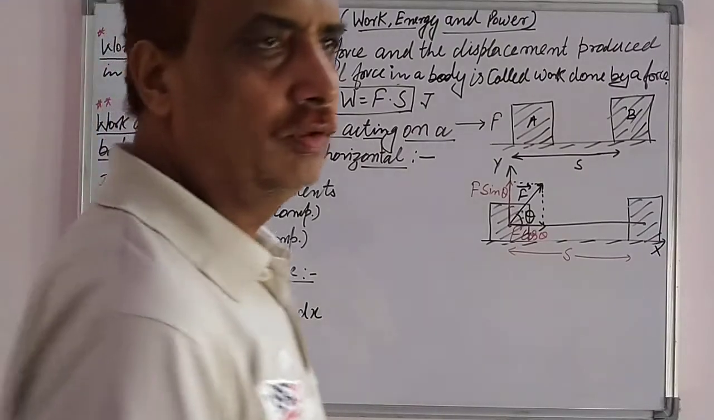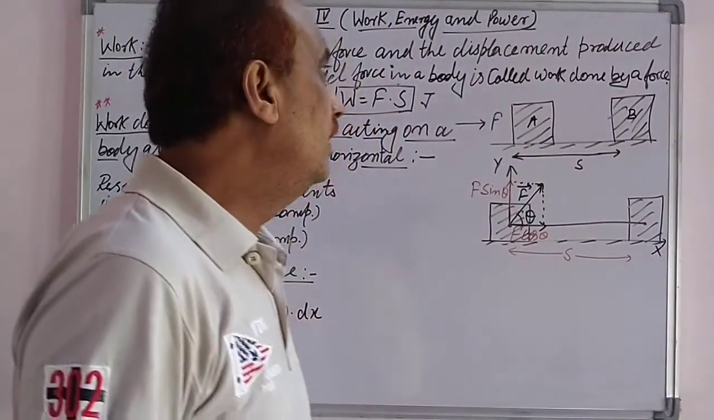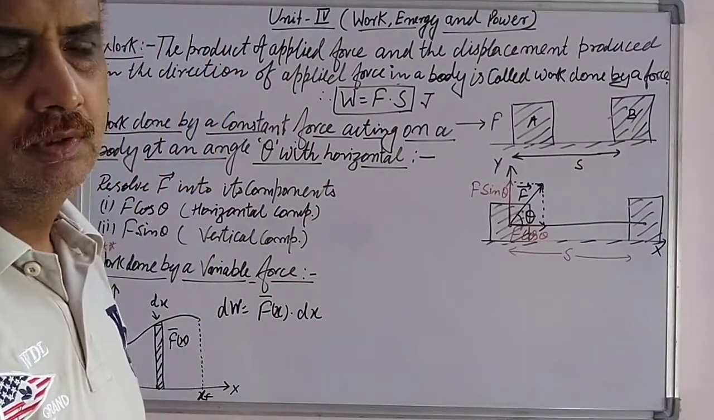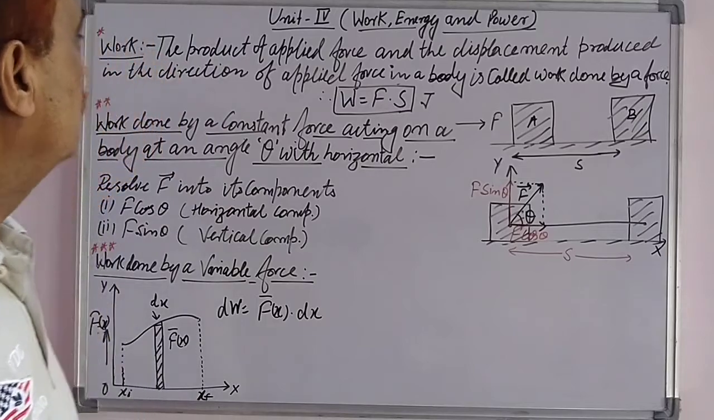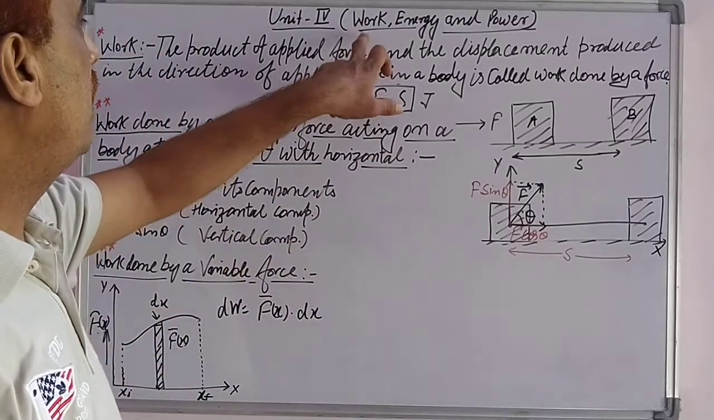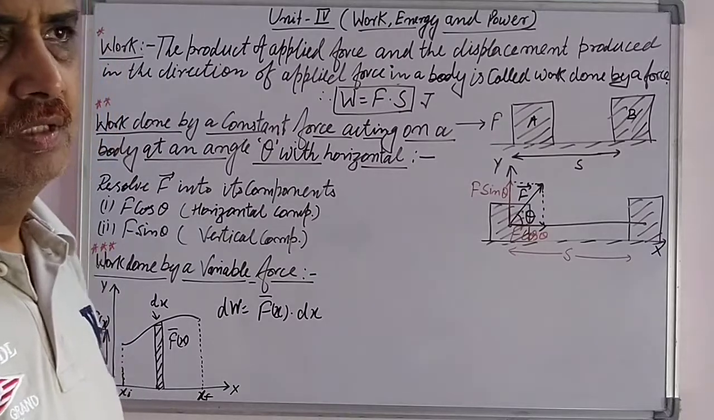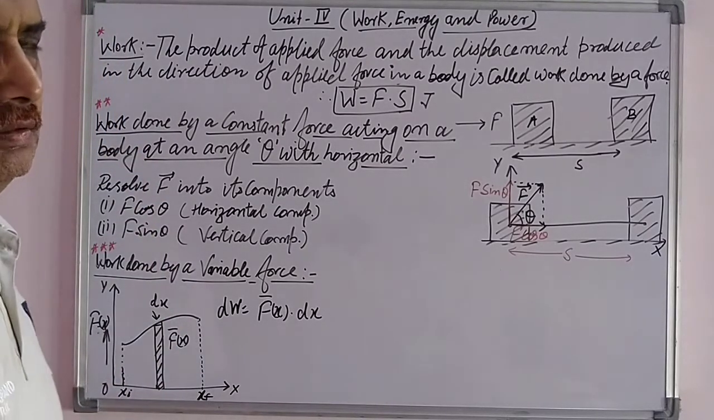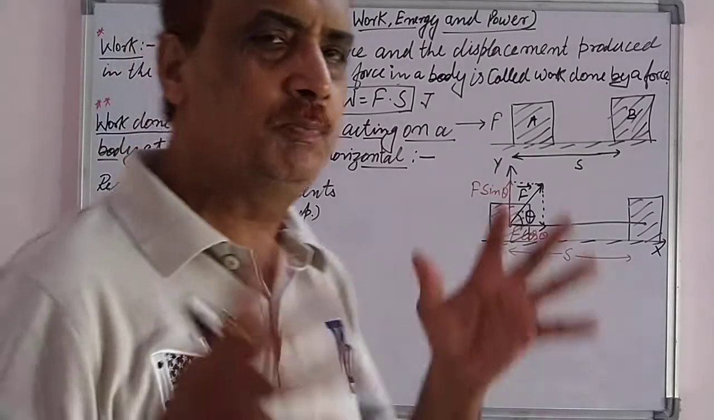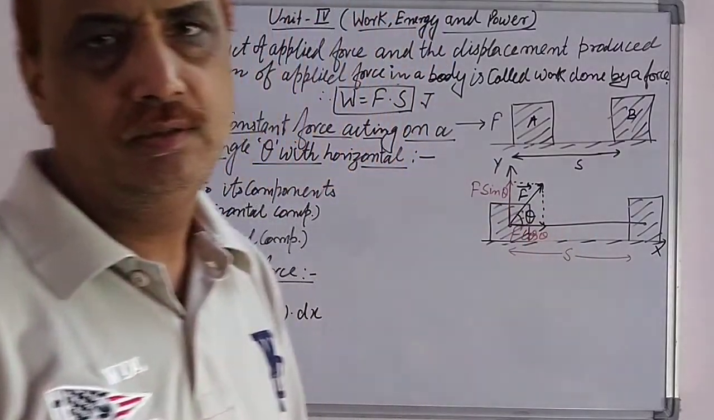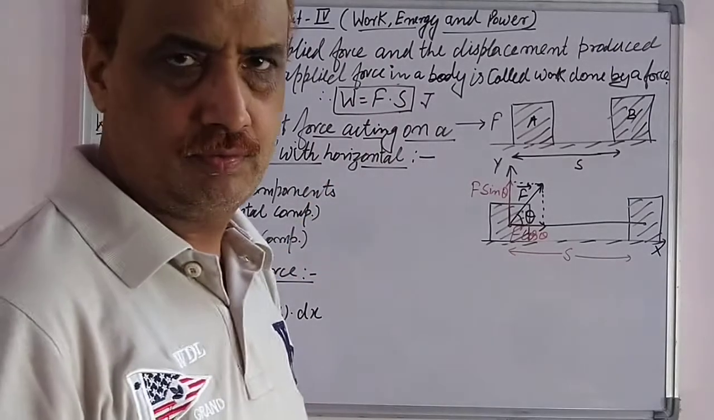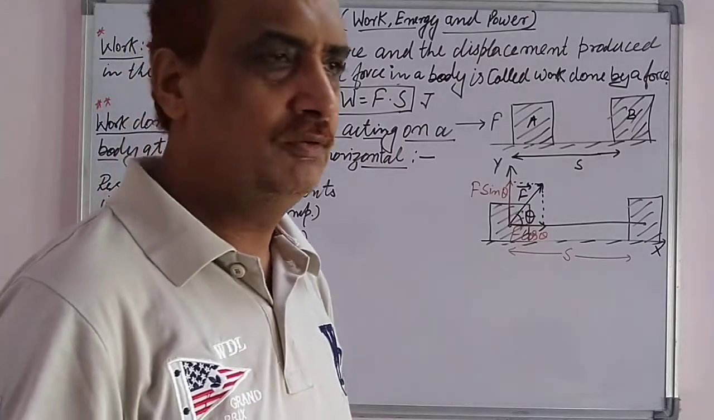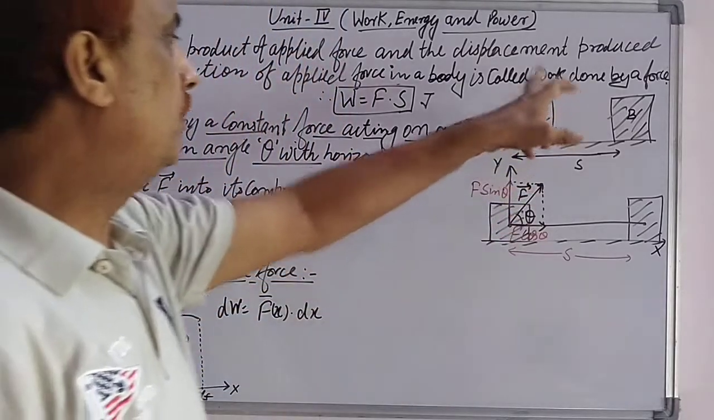Hello students, today we will start the next unit, that is unit number 4, work, energy and power. To start the unit, first of all we have to start the first part of the unit, that is work. The definition of work is the product of the applied force and the displacement produced in the body in the direction of force, that is called work done by the force. Work done is denoted by W.